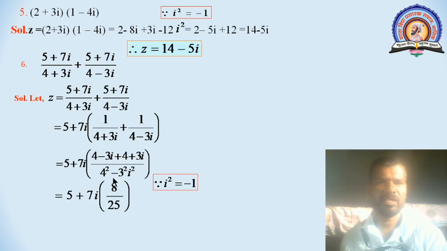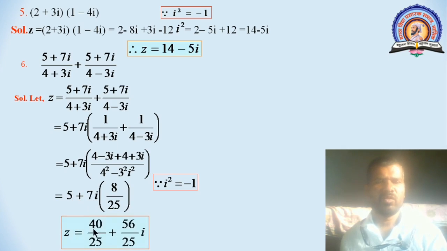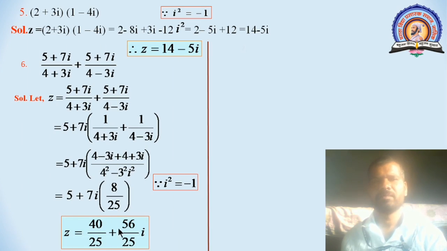4 plus 4 is 8. 4 square is 16, 3 square is 9, i square is minus 1, so 16 plus 9 is 25. So 8 upon 25 multiplied by 5 plus 7i, we will get z is equal to 40 upon 25 plus 56 upon 25 i. Here a is 40 upon 25 and b is 56 upon 25. So required z is in the form of a plus ib.